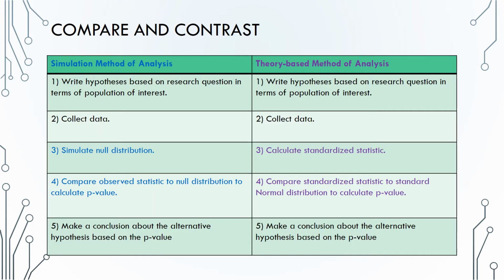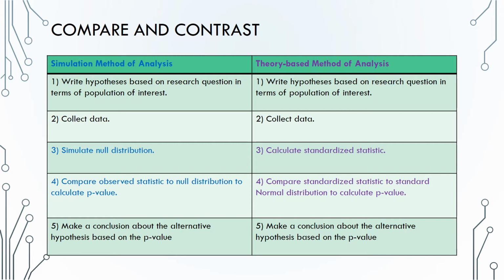Let's compare and contrast the two approaches. Regardless of the method of analysis, the first, second, and last steps shown here are the same. Come up with a research question and write your hypotheses. The null will represent random chance, the alternative what you hope to prove. Hypotheses are always written in terms of populations. Then, collect your data so you can answer your research question.